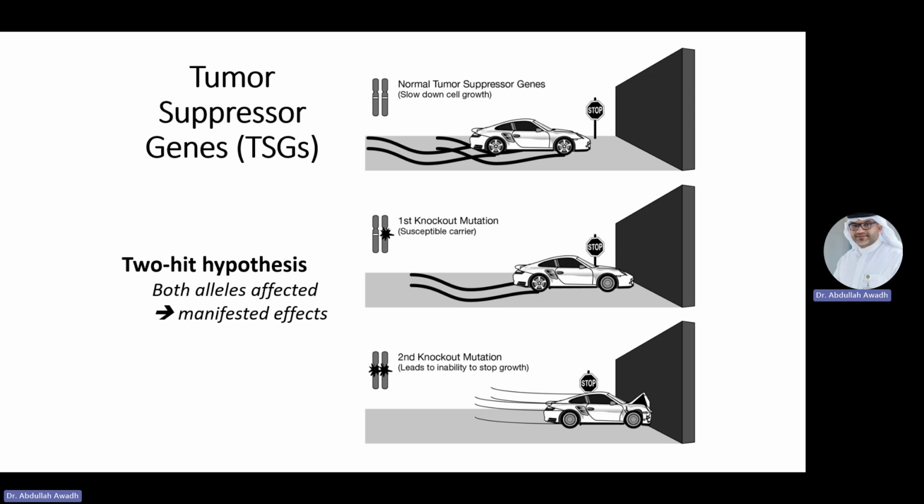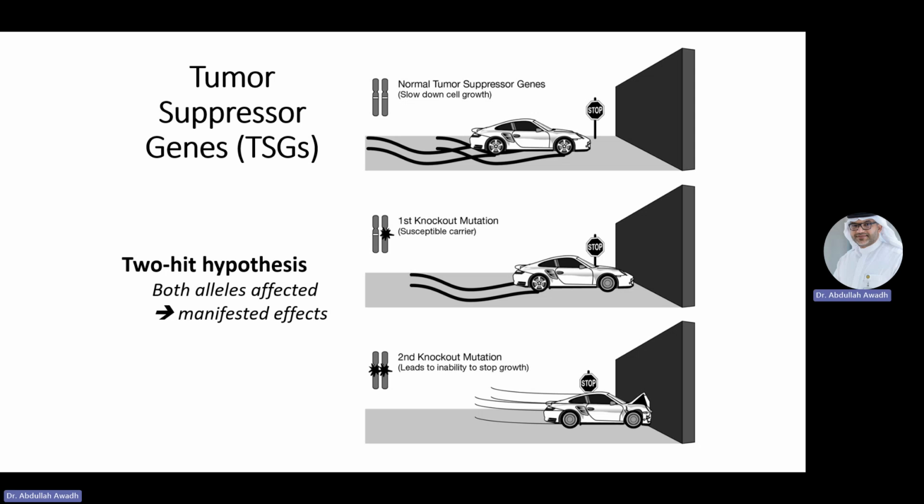The problem is when there is a second knockout mutation, or both alleles are mutated. Then this will lead to instability to stop growth. The cell will not be able to help stop its cycle mechanism, and therefore it will overshoot the stop sign and crash. Eventually, we'll have a cell that is not normal. It may have uncontrolled cell growth and so on.